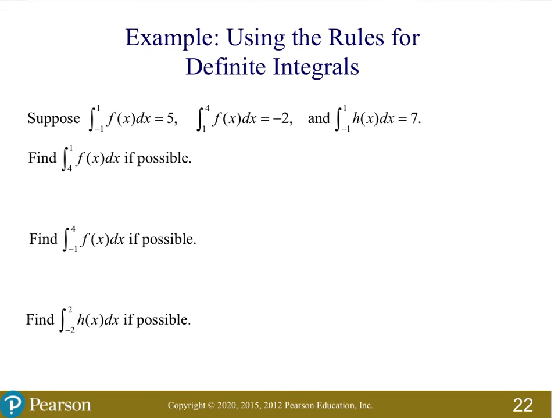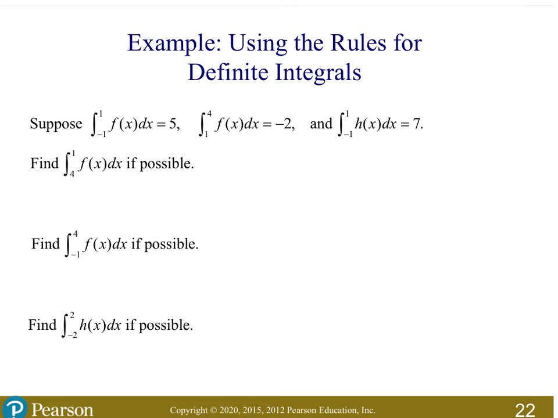So let's use those rules and see what we can do with some of these integrals. All right, so let's look at the first one. Find the integral from 4 to 1 if possible. Now I look at what I've been given, and I have been given -1 to 1. I've been given 1 to 4, and I've been given -1 to 1 of an h function. And I want to find 4 to 1. So I need to switch the bounds so that it is 1 to 4.